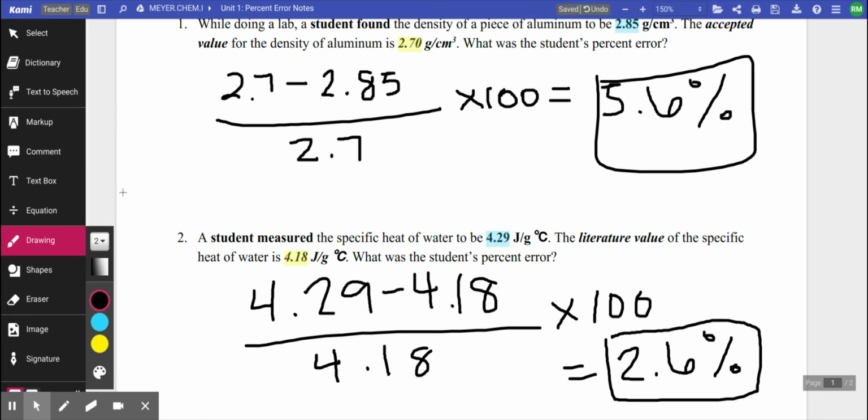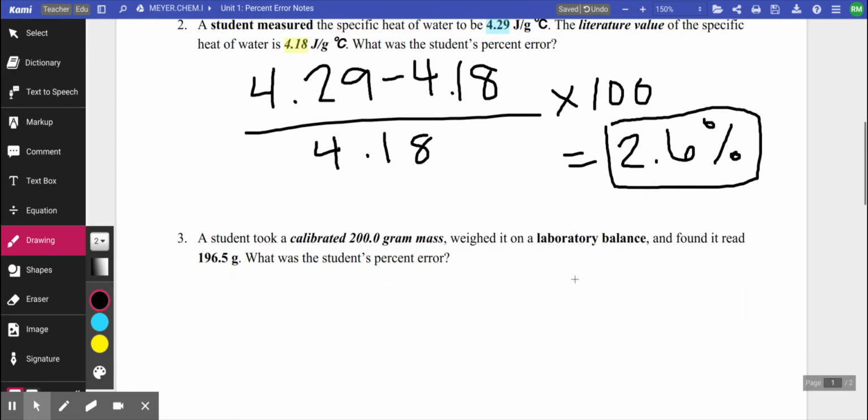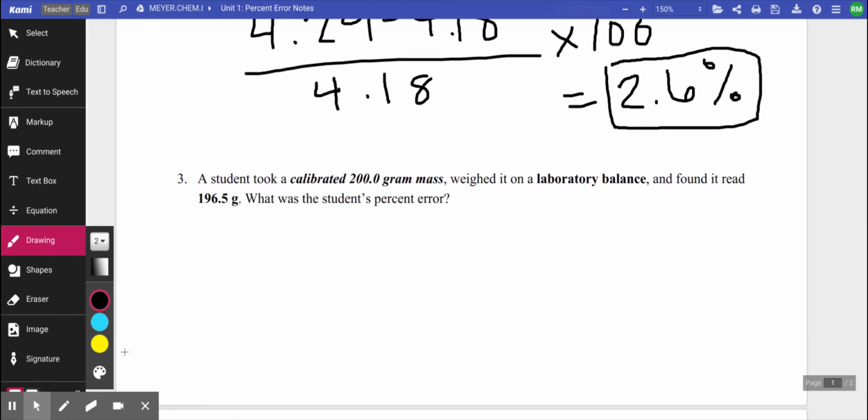So again, if you're in your test and you can't remember which ones you should subtract first, it does not matter as long as you remember to always divide by that actual number and then times by 100. Okay, let's go ahead and look at the third one.